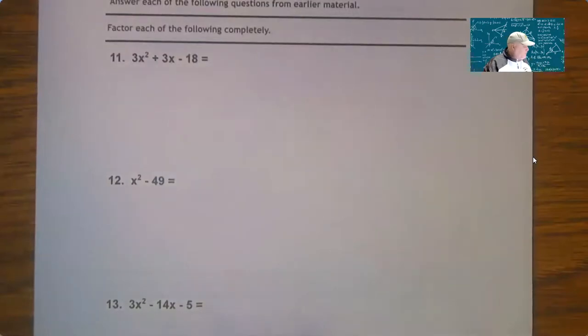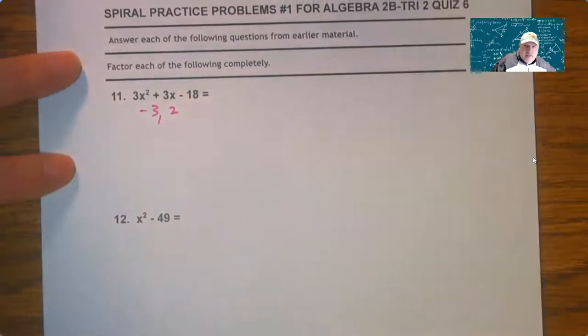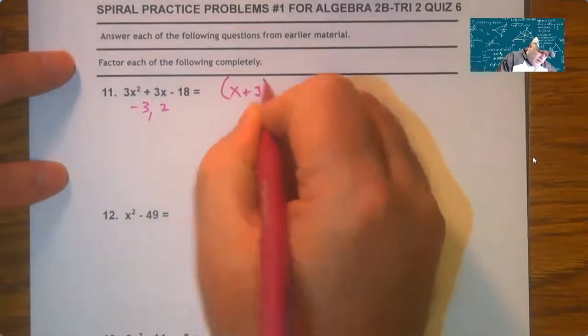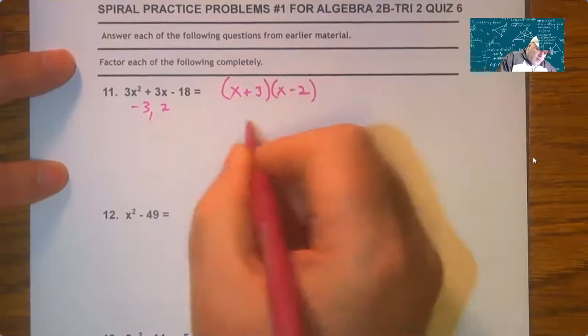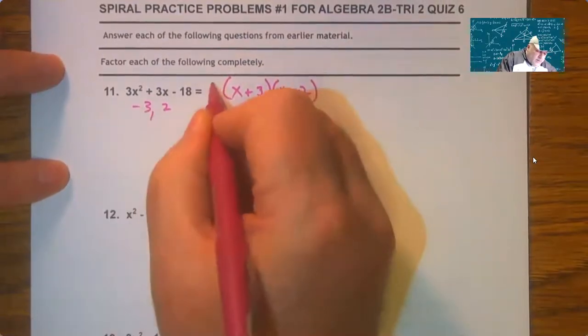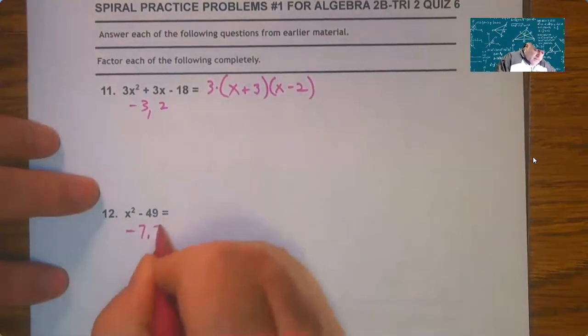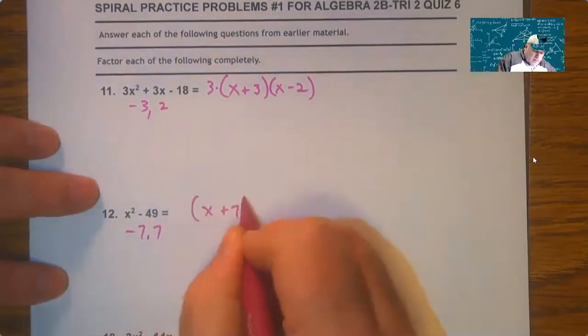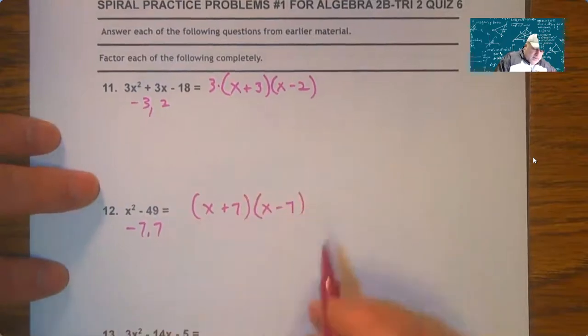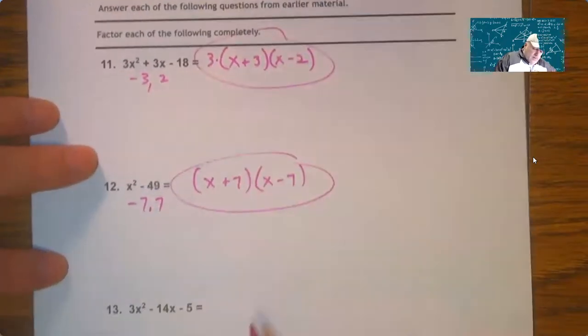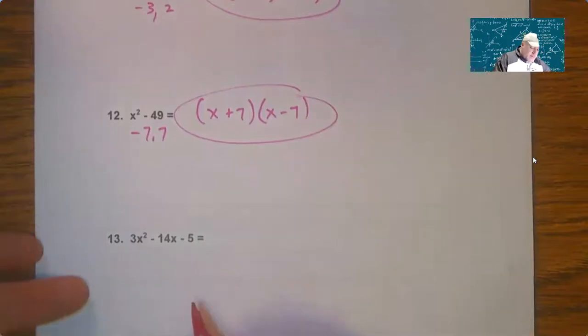And then you have factoring to do. So you're going to find x-intercepts. That means that x plus 3 and x minus 2 are the factors. Well, x times x is not 3x squared. There must be a common factor of 3. -7 and 7. This should be something you get 100% on. This one is -1/3 and 5.